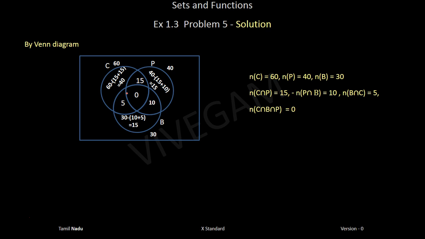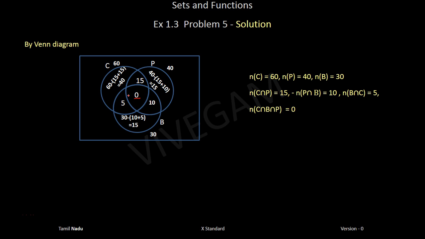In all these cases, the first thing we need to do is fill up the common area between all the 3 subjects, all the 3 circles. In this case, we know C intersection B intersection P is 0. So put that number 0 here. This is the first area which we need to fill in. Next, you will have to do the intersection areas between two circles. So now let's take C intersection P.